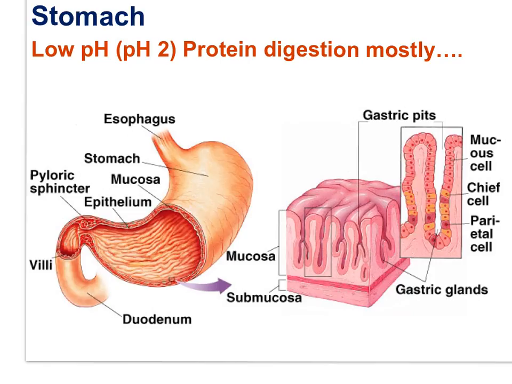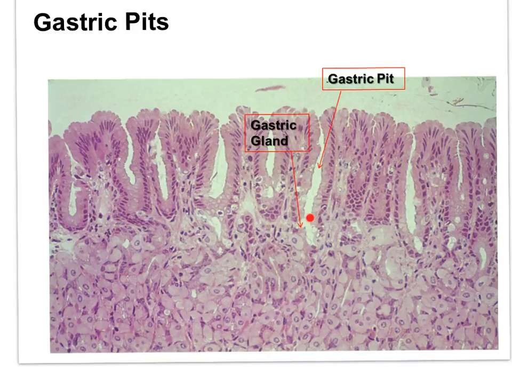In addition to the muscular wall of the stomach, there are glands that secrete enzymes for protein digestion. The pH in the stomach is low, optimum for the enzymes that function in the stomach. Enzymes are secreted by glands in the stomach, located here among the folds. These folds are called gastric pits.